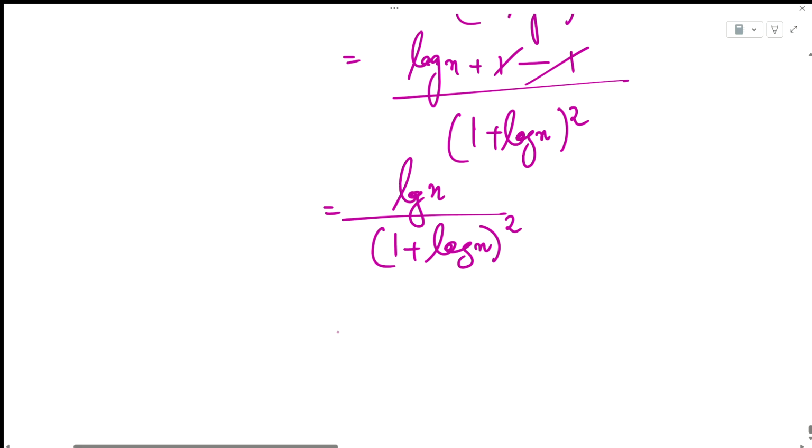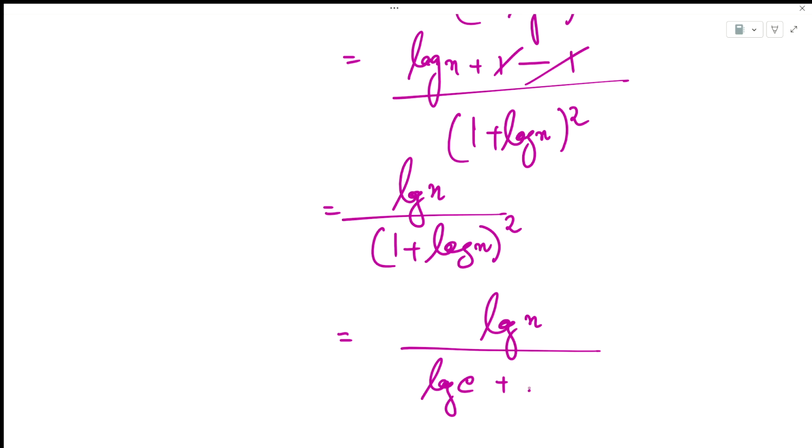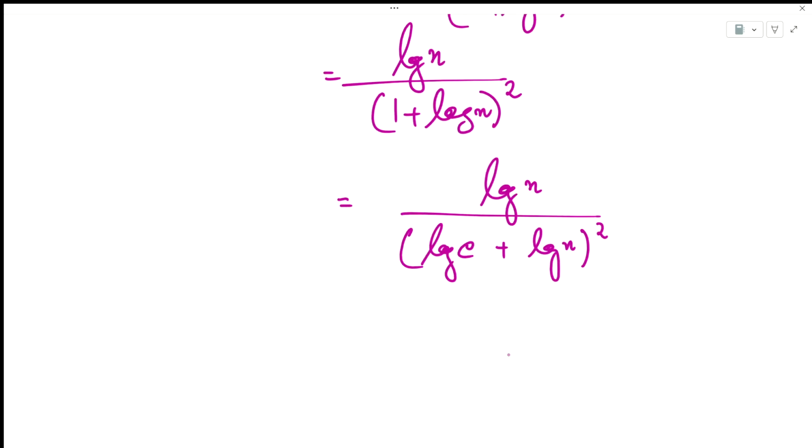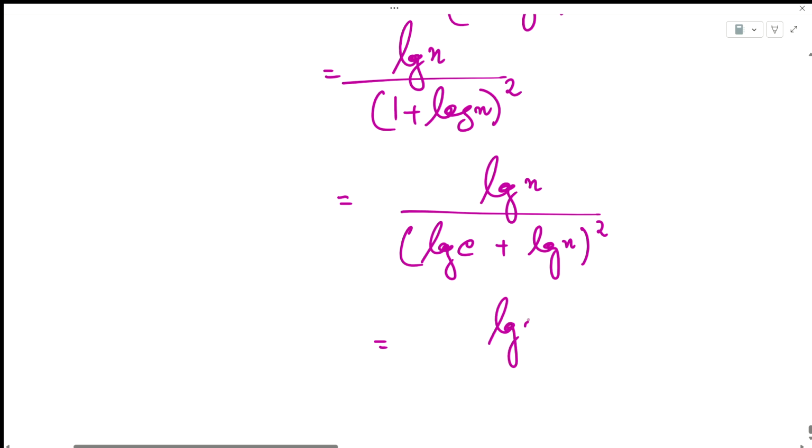So this is log x. What is 1? 1 can be written as log of e, plus log x whole square. From the properties of logarithm, we can write this as log x upon log of ex whole square. So this is what you needed to prove, right? So this is a very important question, so please note it down.